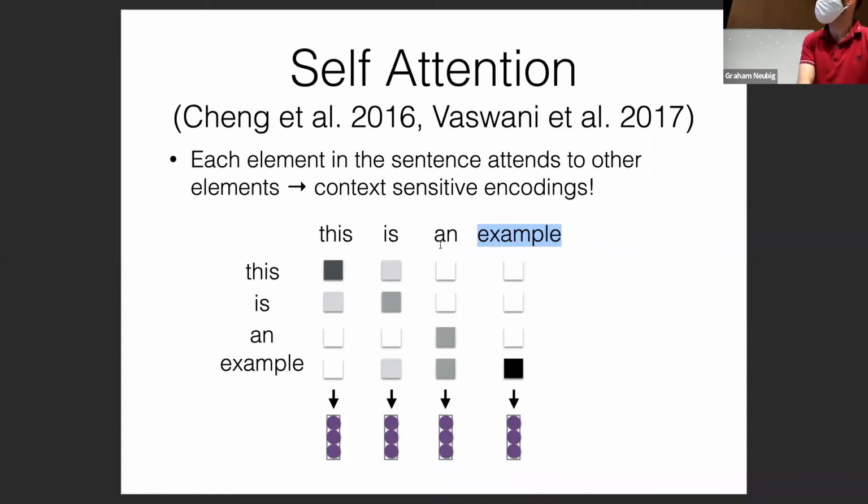And so basically by combining together the representation for "and," which of course we don't want to forget, with the representation for "example," that would help disambiguate whether you would translate that pronoun into masculine or feminine.